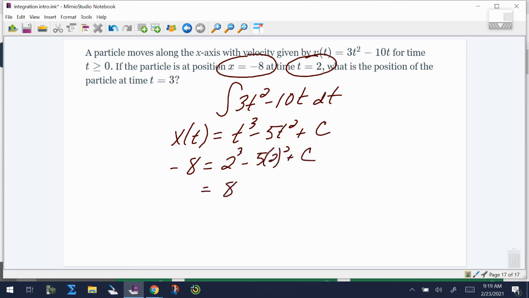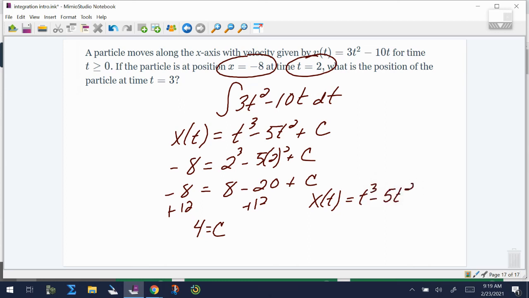So I get 8 minus 5 times 4 is 20 plus c. So that ends up being a -12. So I'm going to add 12 to both sides. So I get c to be 4. So that tells me that my position function is t cubed minus 5t squared plus 4. And your c value can be anything, positive or negative, doesn't even have to be a whole number.